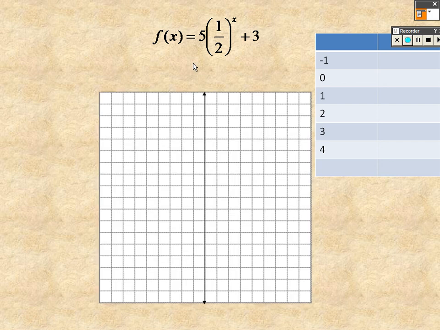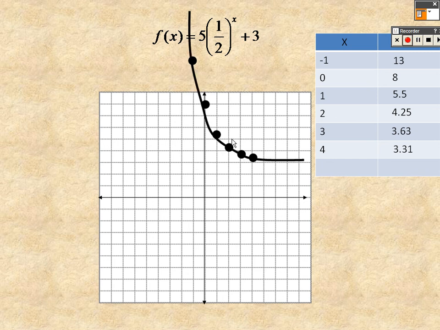So plug that in on your graphing calculator as well. And here's a list of some points that you'll get when you plug it in your graphing calculator. Once again, this fraction should be telling you that it's a decay, so it should be coming down this way. Just something to keep in mind. So notice how when negative 1 is 13, 0 is 8, 1 is 5.5, 2 is 4.25, 3 is 3.63, 4 is 3.31. And remember, this number here is your horizontal asymptote. Notice how it's getting really close to 3, but it won't ever touch it. That's what that number right there helps tell you.